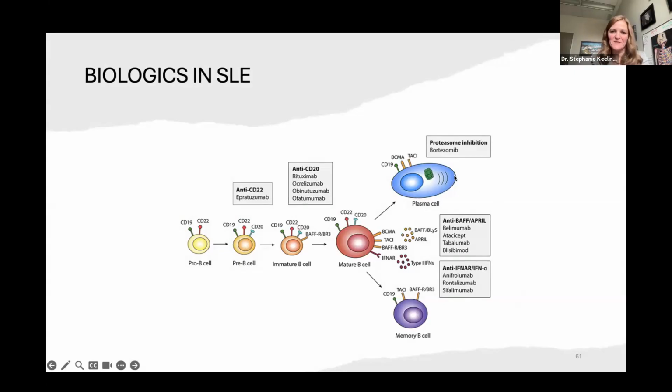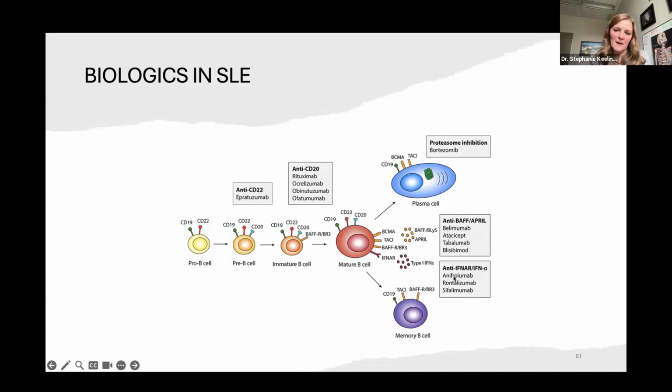And if you remember, plasma cells make the antibodies. So if you can block this pathway at various stages, you're going to make fewer autoantibodies and cause less damage. So rituximab kind of hits you right in the middle here. It's an anti-CD20. And then this Benlysta guy that I told you we're now starting to use in lupus and lupus nephritis, it blocks these proteins that promote the development of plasma cells.